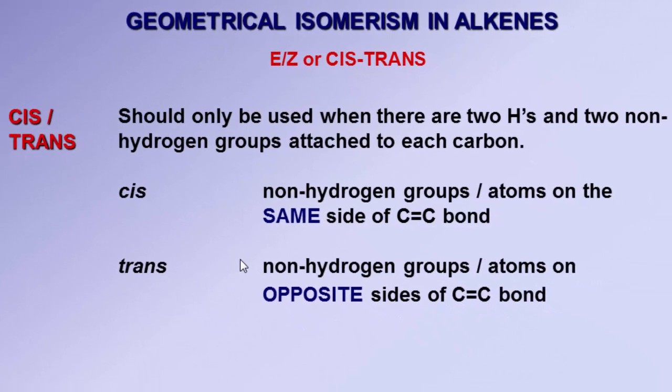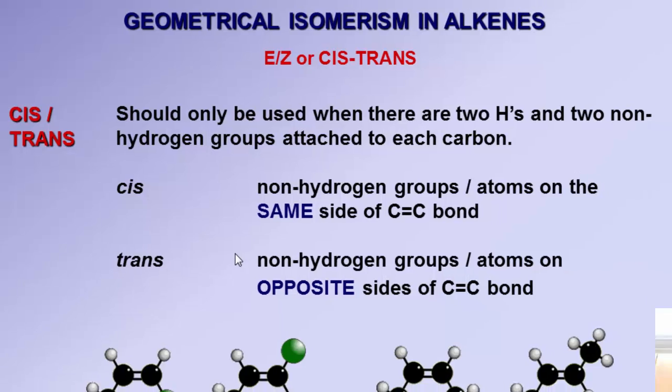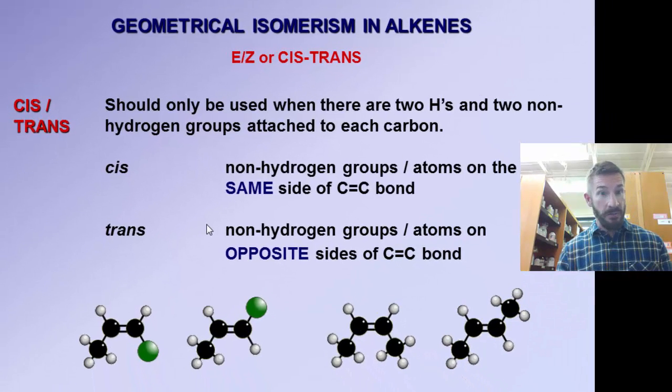And finally, for the cis, remember cis is the same side, you need non-hydrogen atoms, which we have here, we have chlorines, on the same side of the carbon-carbon double bond. And then on the trans, we have the non-hydrogen groups, which we have here, on the opposite sides of the carbon-carbon double bond. So opposite means they're completely on the opposite side. Let's look at a couple last examples. This will finish us up.